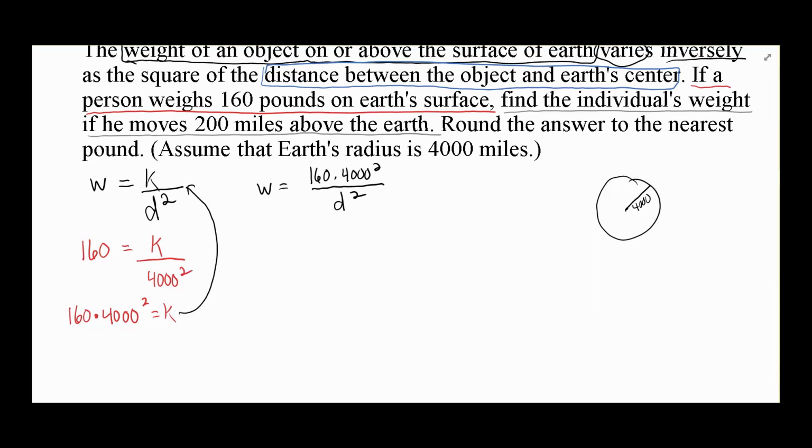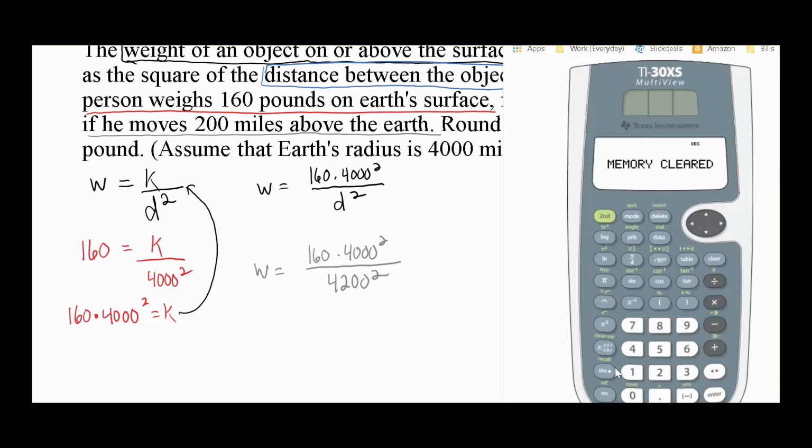Our person that was standing on the surface, this is not drawn to scale, is now 200 miles further. So from the center of the Earth, they're actually 4,200 miles. So that's what we're going to plug in over here: we're going to replace the D in this equation with 4,200. Now we'll use a calculator.